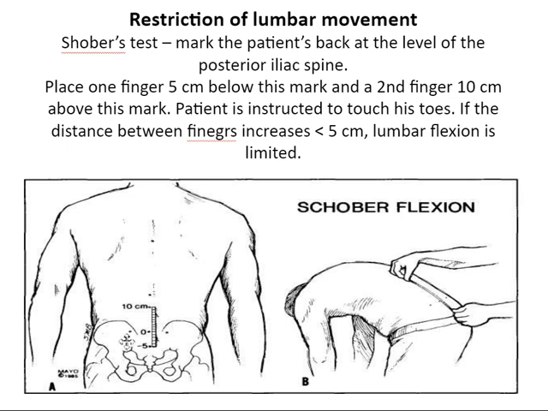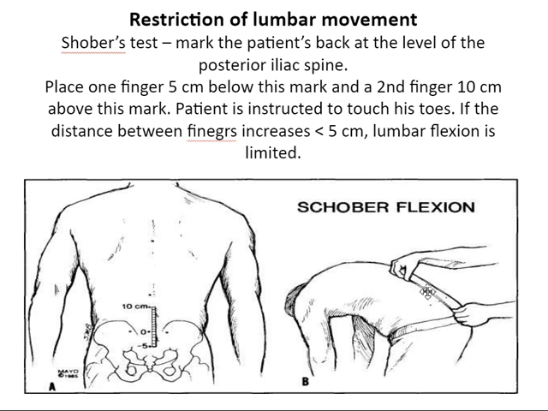Understand? You can see here. First we are marking at 0. This is the posterior iliac spine. First we are making a point here, and then we are marking a point 10 centimeters above the posterior iliac spine, and also 5 centimeters below the posterior iliac spine. Now we are asking the patient to bend forward. Ask the patient to touch his toes. He is instructed to touch his toes, and you can see the movement.